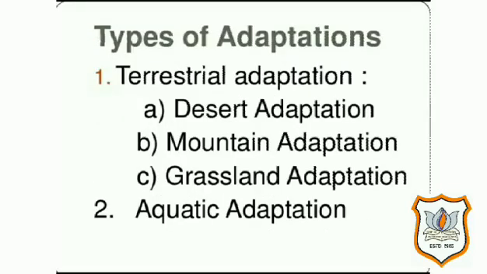Then the types of adaptations. First one, terrestrial adaptation. In that there are three types: desert adaptation, mountain adaptation, and grassland adaptation. Second type of adaptation is aquatic adaptation.